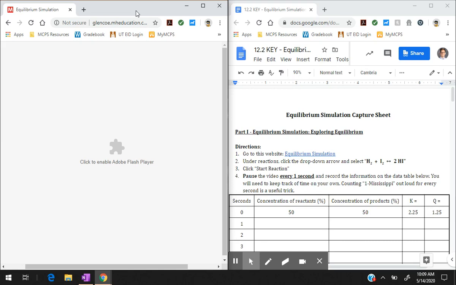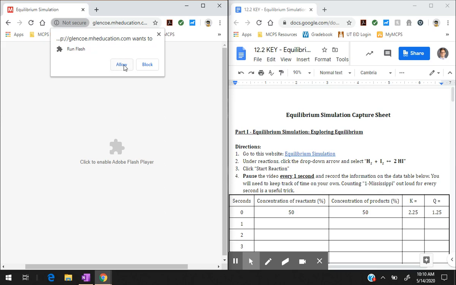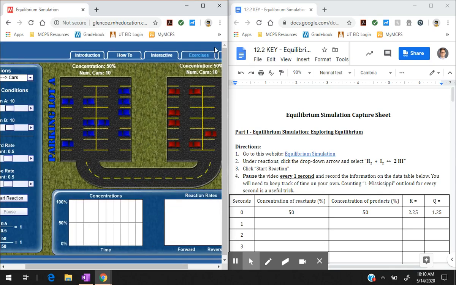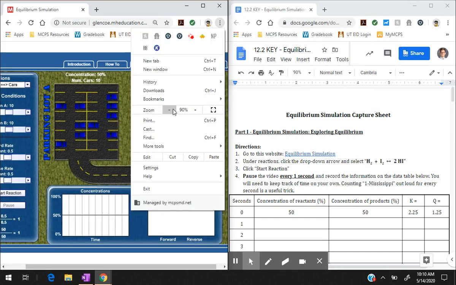Sometimes students have trouble accessing this one because it uses Adobe Flash Player. I'm in Google Chrome. I'm just going to click on there and allow, and as a result of allowing it, the simulation should pop up.